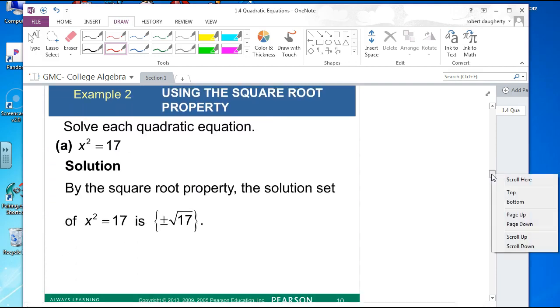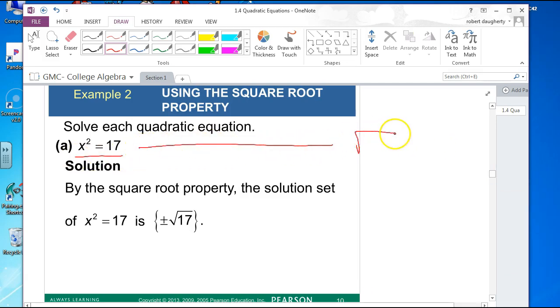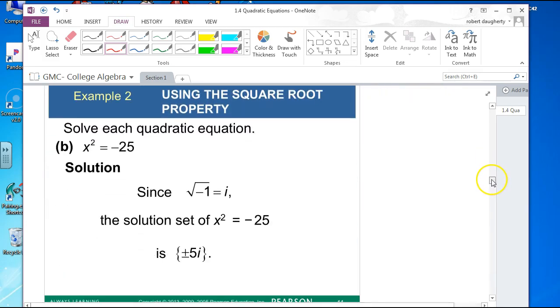Okay, let's solve a few equations here. X squared equals 17. I've got the exponent isolated, so I'm going to take the square root of both sides. Square root of x squared is x, and then I have plus or minus the square root of 17. Just keep in mind, anytime you get to this situation, square root of x squared, your answer will contain a plus or minus. So plus or minus root 17 is the answer there.